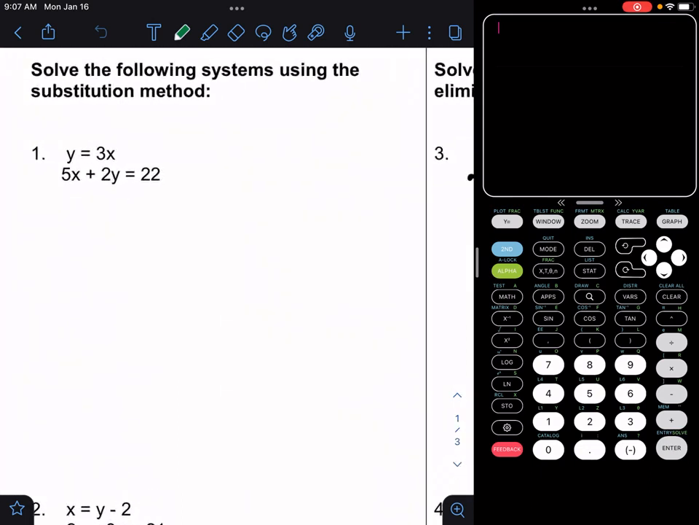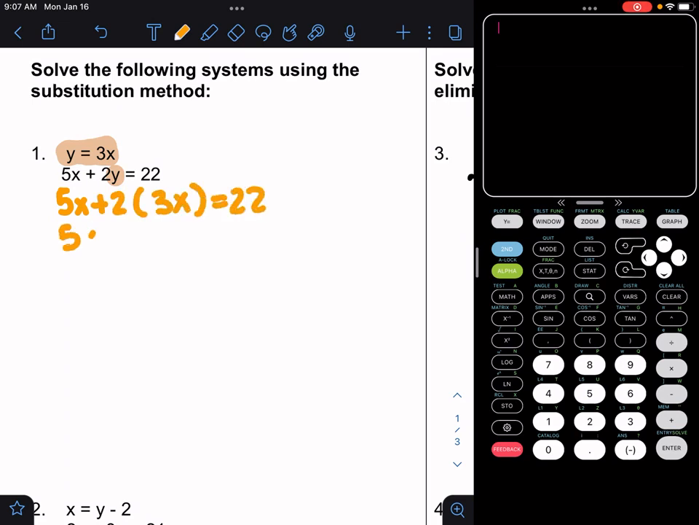Remember, substitution method says you need one of the variables to be x equals or one of them to be y equals, and then we could substitute in. So here, this equation already says y equals, so I can erase y in my other equation. So I know that y equals 3x. So I'm going to rewrite the second equation. 5x plus 2, instead of y, I'm going to put 3x equals 22.